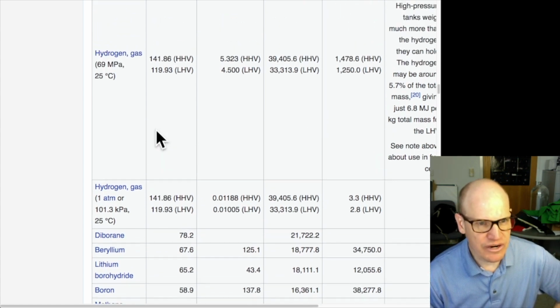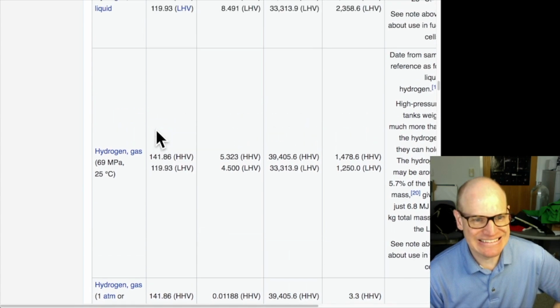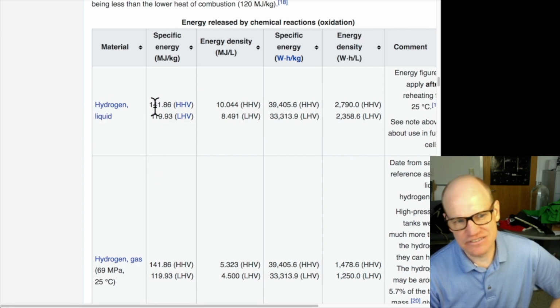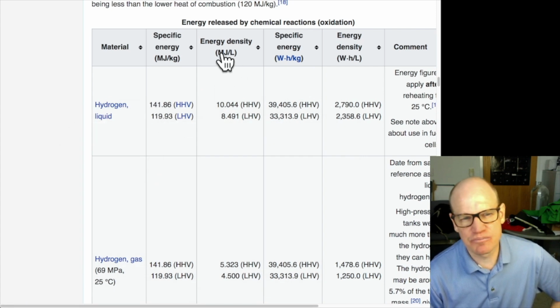So there we go. Hydrogen gas is pretty dense in energy, which will be useful. If you can liquefy it, then, well, it's basically the same. But this is the per liter, so this is by volume, and you can see the difference by volume.